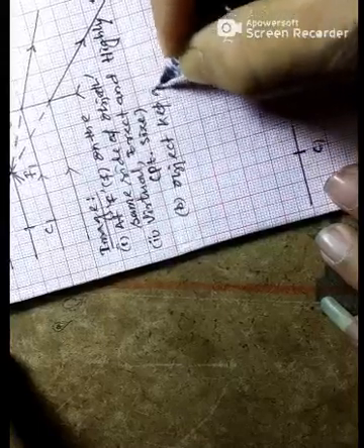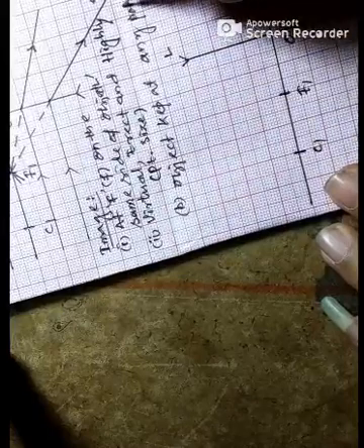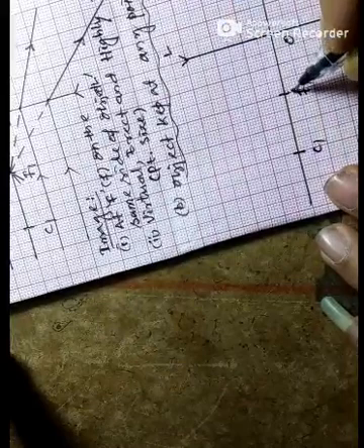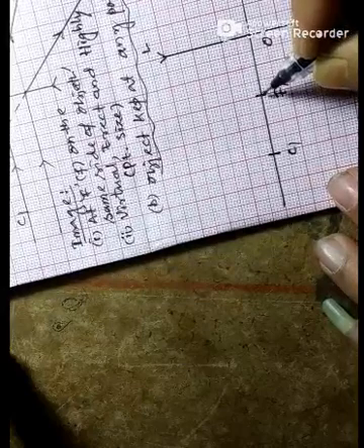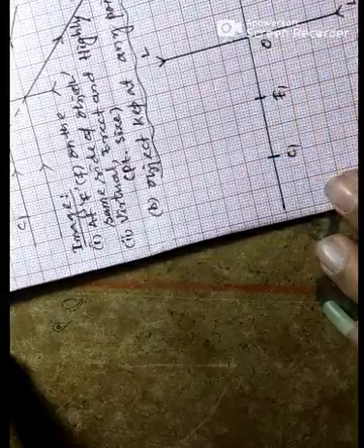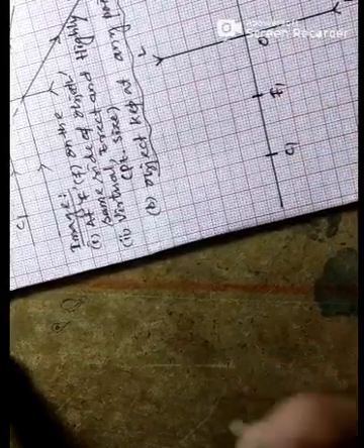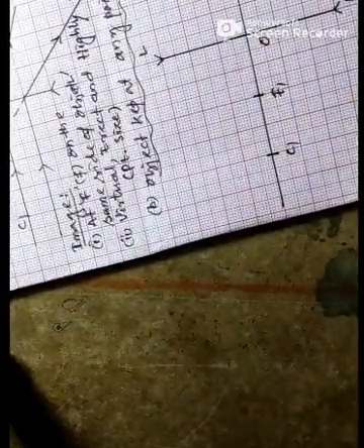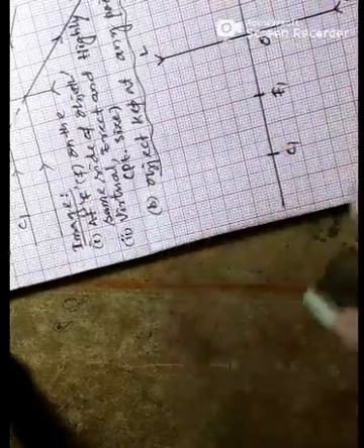kept at any point. Remember, any point means you can keep it O to F, or in between O and F, or you can keep it at F, or between F and C, or at C, or beyond C, whatever the position may be. You can keep it at any point. That's why I wrote any point. Okay, so the ray diagram is same.